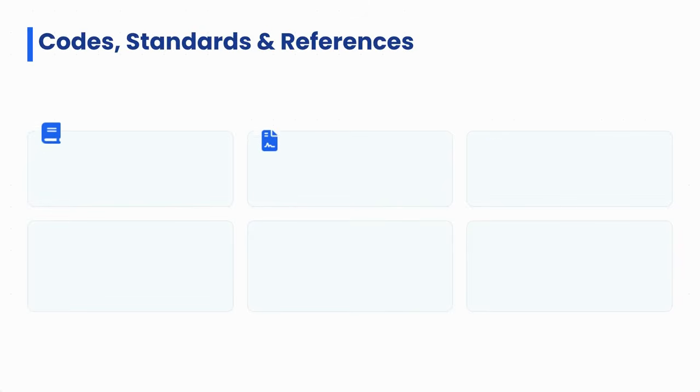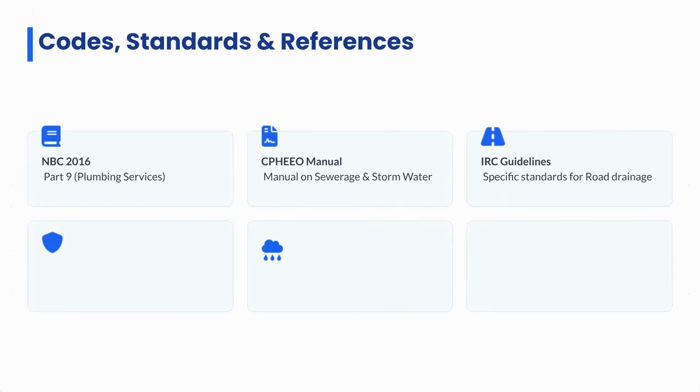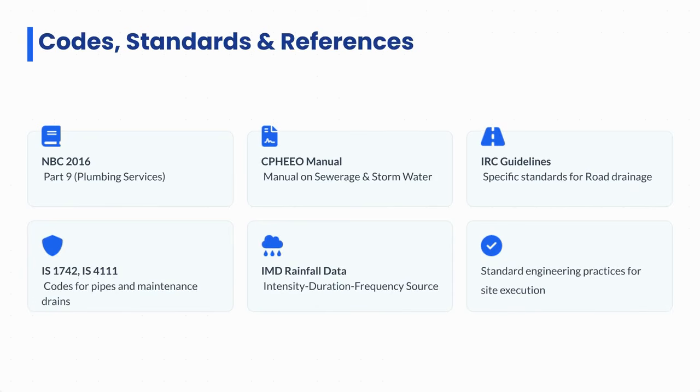The design process adheres to multiple codes, standards, and references. These include NBC 2016, CPHEEO Manual, IRC Guidelines for Road Drainage, and specific IS codes for pipes and drains. We also rely on IMD rainfall data for intensity, duration, frequency.